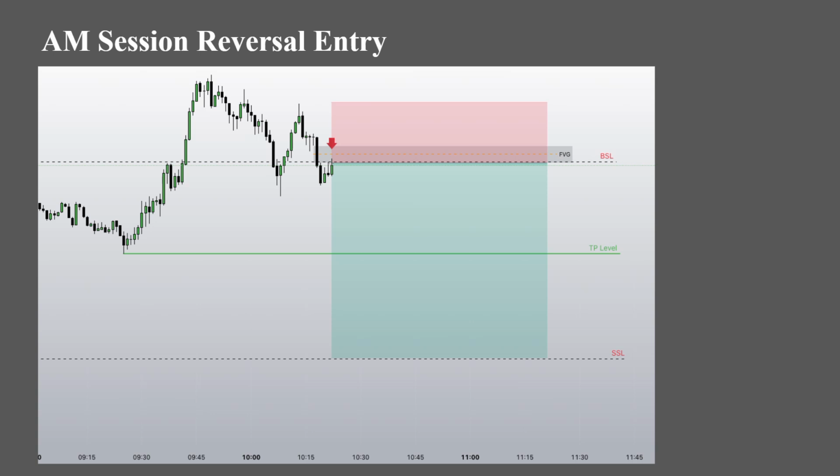As you can see, price comes to it, reverses, breaks structure, breaks a short-term swing low, forms a fair value gap to enter on, and you enter upon the retest of the fair value gap. Put your stop above the swing high, scaling profits at that take profit level, which is the first sell side liquidity level, and you're out full at that second sell side liquidity level.